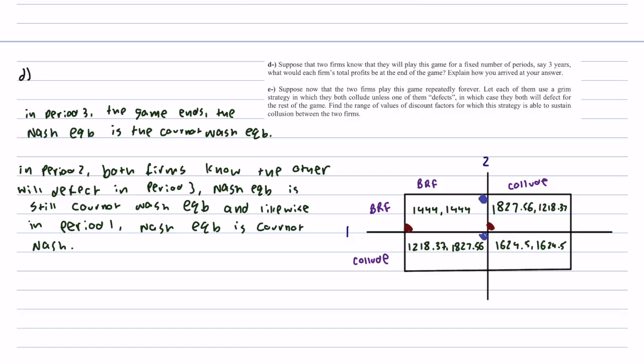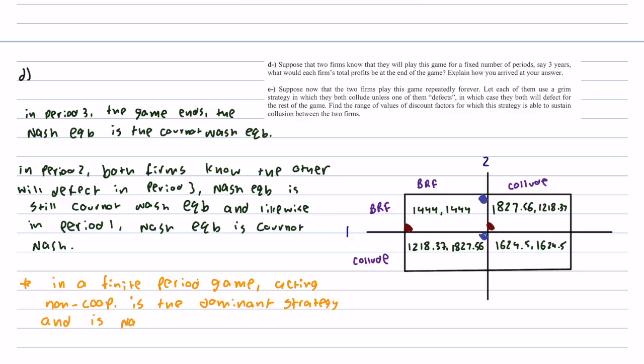We go to the first period. Okay, now both of us know that we're going to defect in period 2. So we're going to want to try and get ahead, and we're going to want to defect in period 1. So the key piece of intuition, or the key takeaway you need to take for a finite period game, is that in a finite period game, acting non-cooperatively is the dominant strategy and is Nash equilibrium, right?